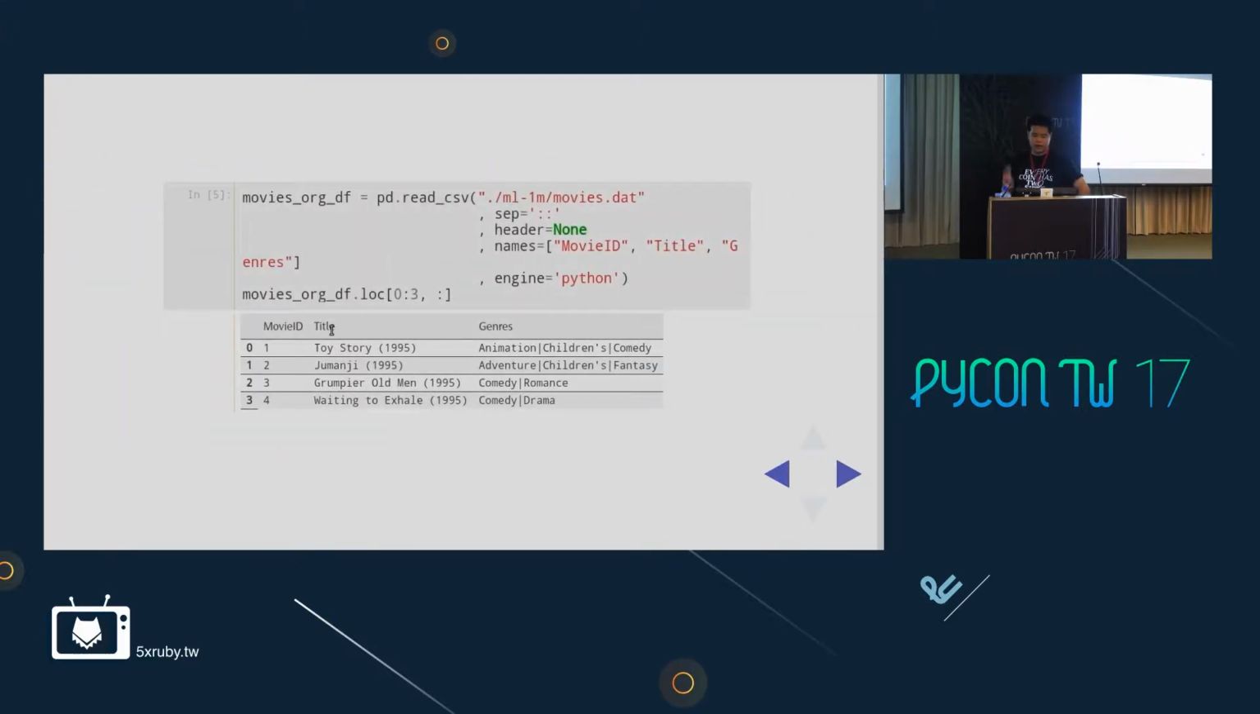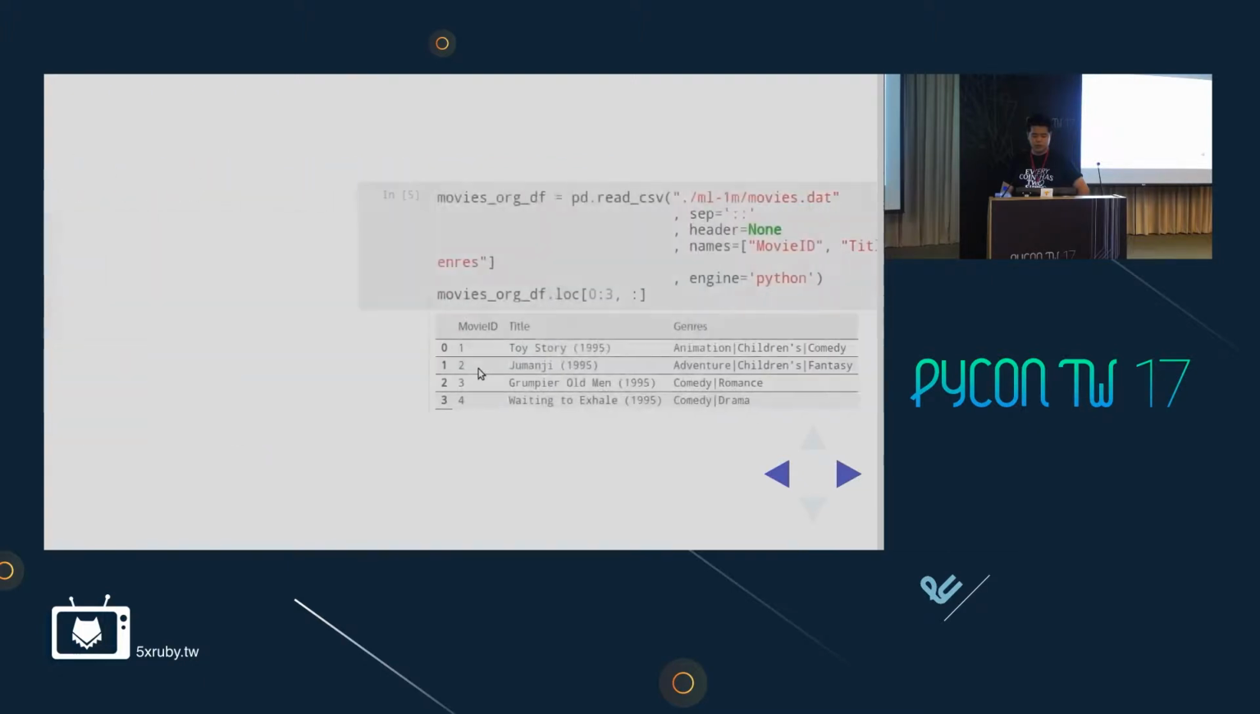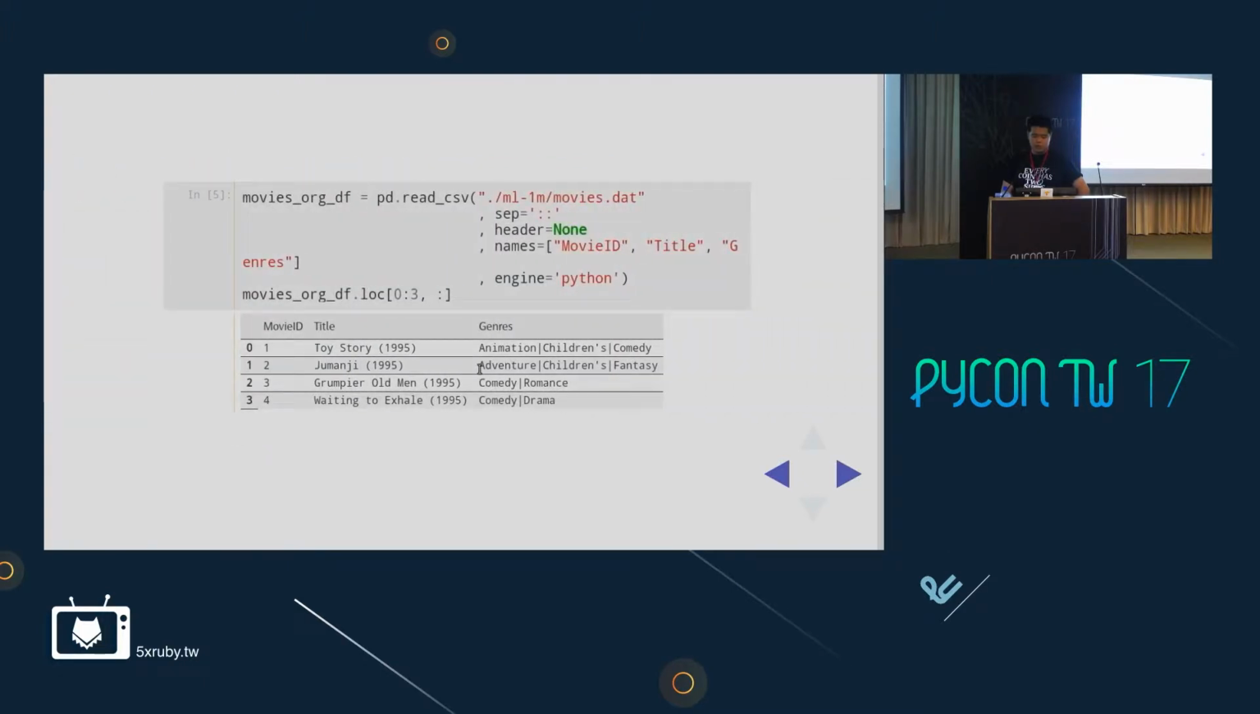Okay, so I have 3 files to read. The first file is about users, which maps the user ID to every user's gender, age, occupation, and the zip code of their address. And the second part is movies data. Movies data contains a movie ID, the title of the movie, and its genres.